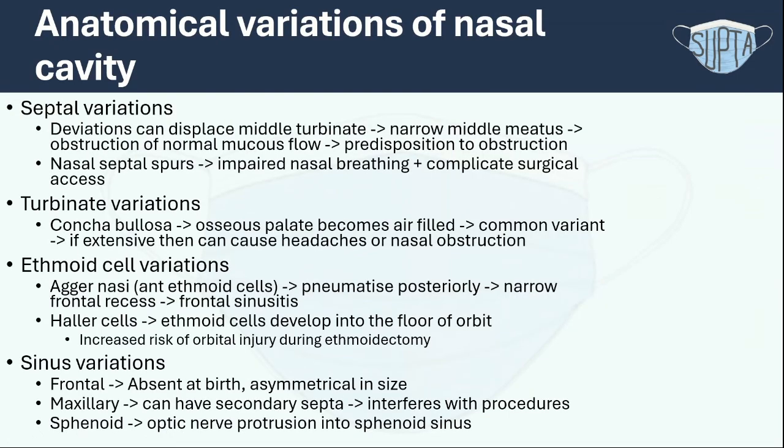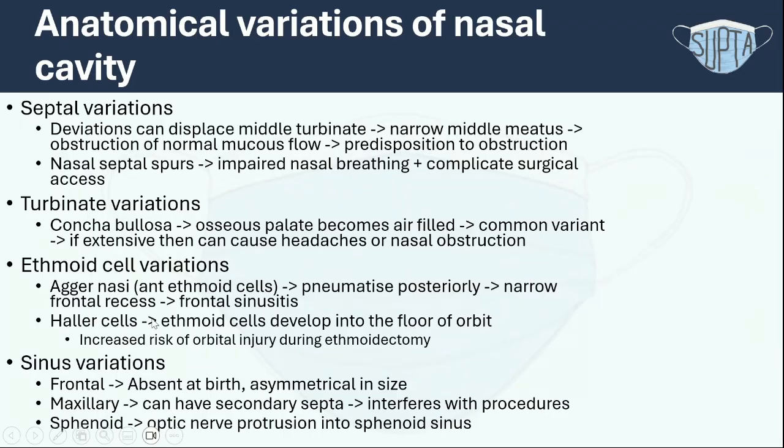So talking a bit more about the anatomical variations, this isn't too important, but it's actually quite good from an ENT perspective to be aware that everyone's anatomy is slightly different and it can complicate surgical access and different procedures. There are a lot of septal variations and different turbinate variations, and it might mean that the patient presents with impaired nasal breathing and complicated surgical access because the septum is not necessarily as straight as in another person. You can have ethmoid cell variations, like Haller cells, which are ethmoid cells that develop into the floor of the orbit. So you have a much increased risk of orbital injury during ethmoidectomy.